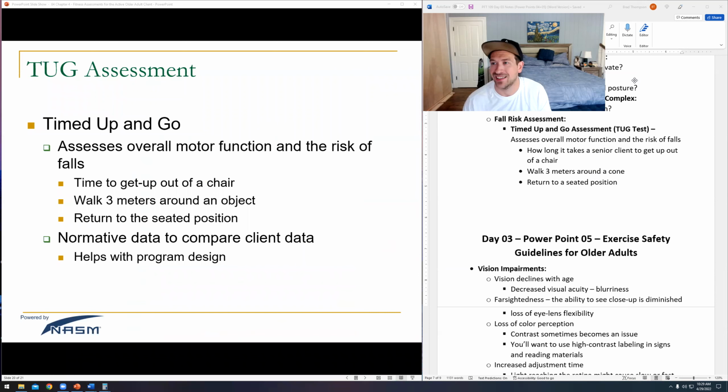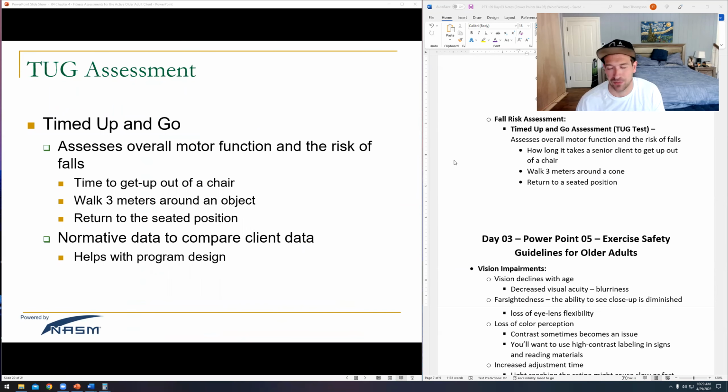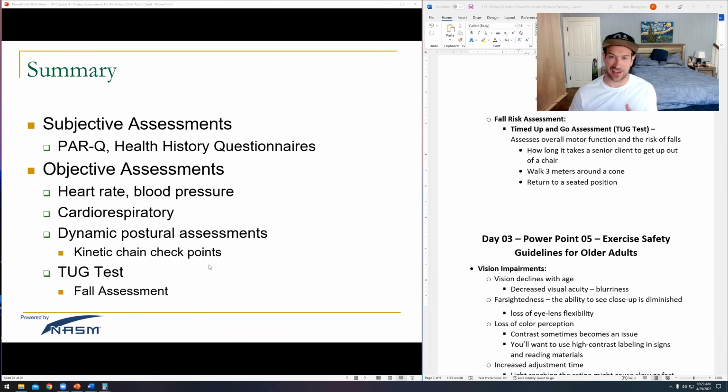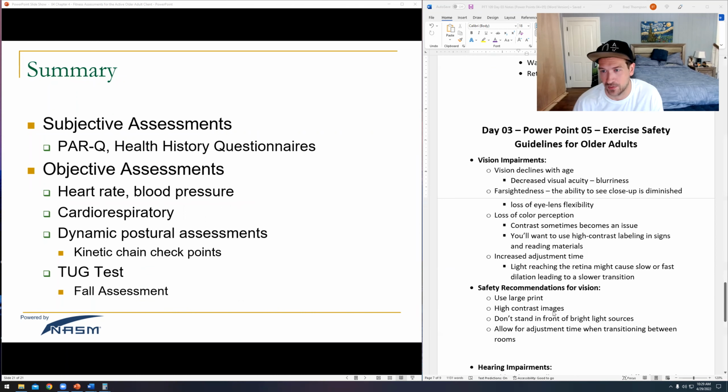We'll practice this at Sochi, and it's actually really fun. It's really fun to see a bunch of adults walk as fast as they can and sit back down. So that's a fall risk assessment. If they get slower, they're increasing their risk of being in a fall, if their time is very slow, if they're not very agile.